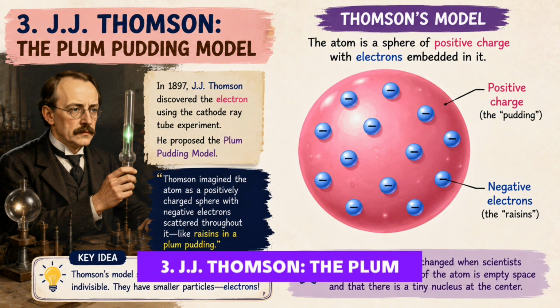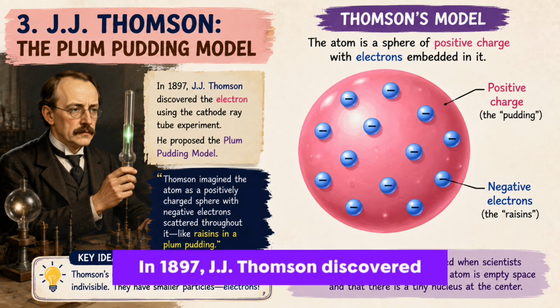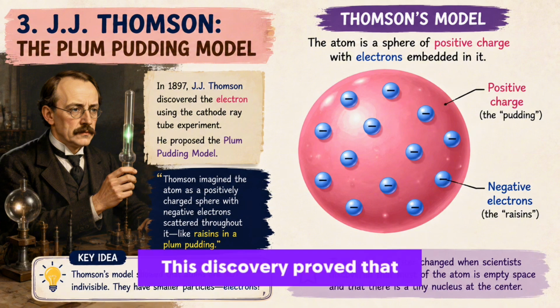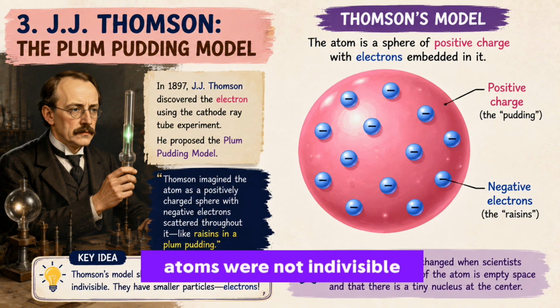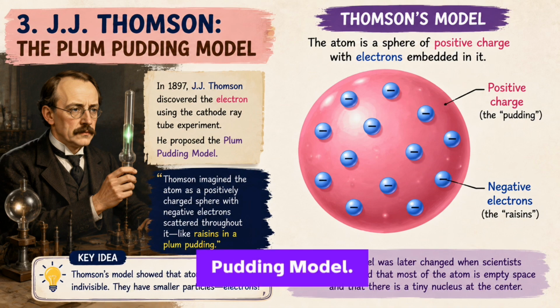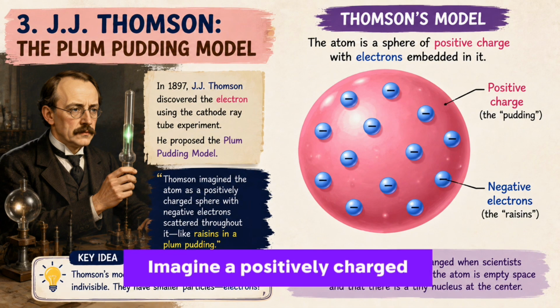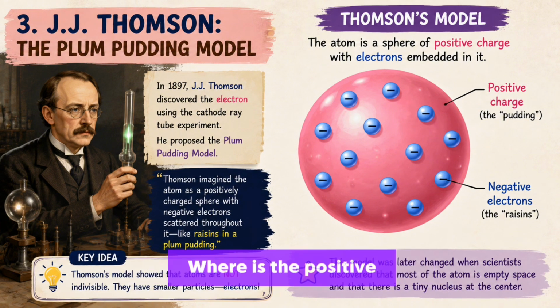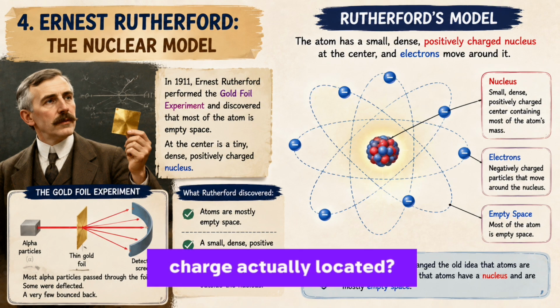3. J.J. Thomson, the Plum pudding model. In 1897, J.J. Thomson discovered the electron, a tiny particle with a negative charge. This discovery proved that atoms were not indivisible after all. Thomson proposed the Plum pudding model. Imagine a positively charged sphere with negatively charged electrons scattered throughout it, like tiny pieces mixed into a pudding. But scientists still wondered, where is the positive charge actually located?